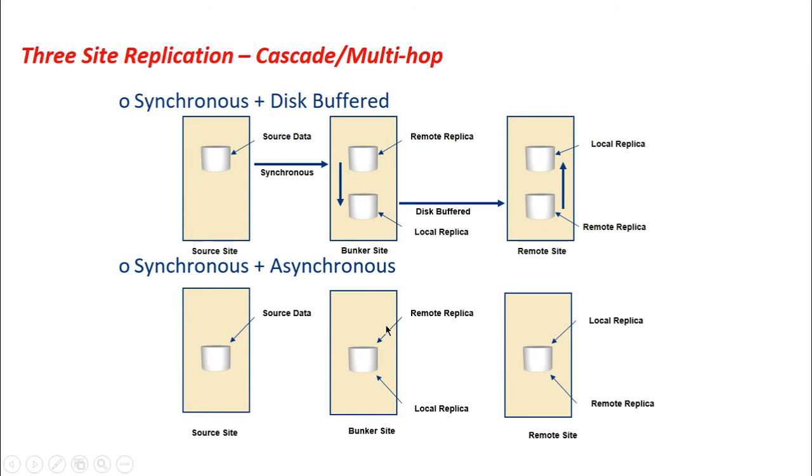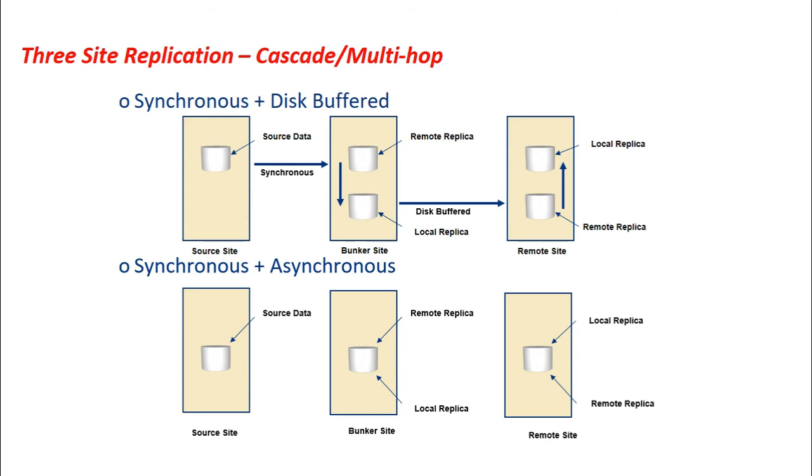So then we have synchronous plus asynchronous. This method employs a combination of synchronous and asynchronous remote replication technologies. Synchronous replication occurs between the source and the bunker. Asynchronous replication occurs between the bunker site and the remote site. So between the source site and the bunker site, synchronous replication occurs, whereas between the bunker site and the remote site, asynchronous replication happens.